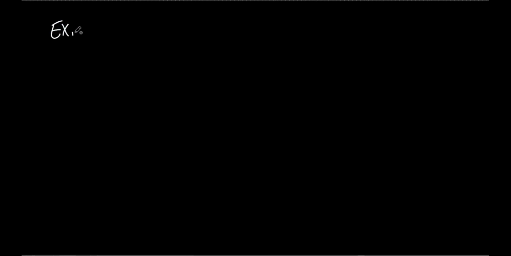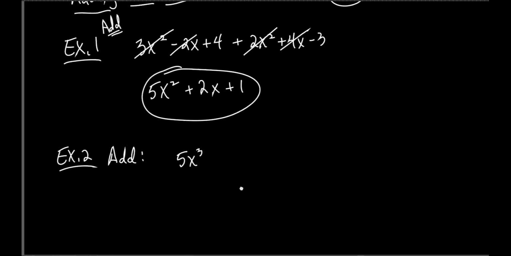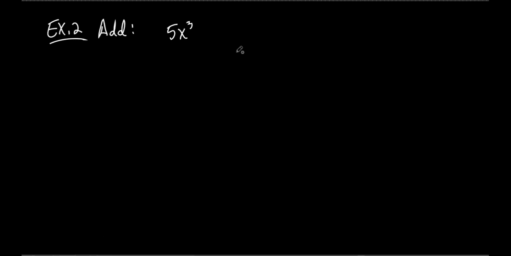So example 2. Let's add these together. All right, here we go. 5x cubed y squared plus 4x squared y cubed minus 2x cubed y squared plus 5x squared y cubed. At first glance, these look complicated, right?